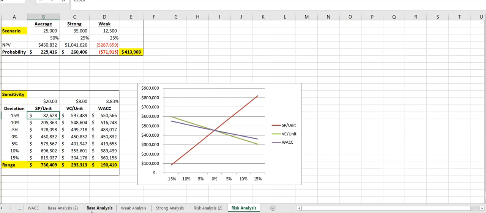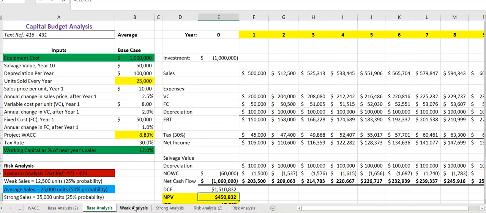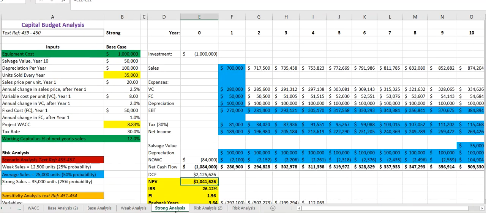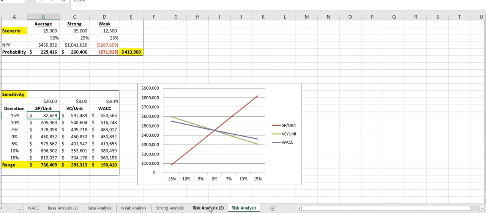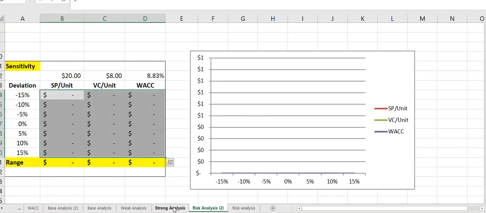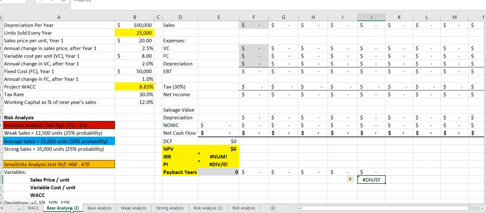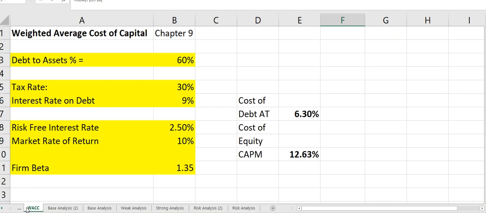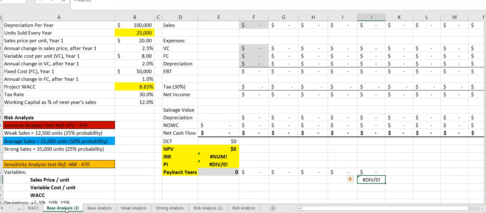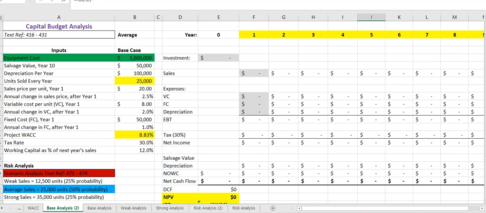You'll be doing this for the Electrics Incorporated case. You'll be preparing a base case, a weak analysis, a strong analysis. You'll be preparing a risk analysis. This is all templates for you to use for that case. You'll also be preparing a cost of capital analysis. So I strongly urge you to keep this file, use it as a template, but also complete it. See how we came up with this information.